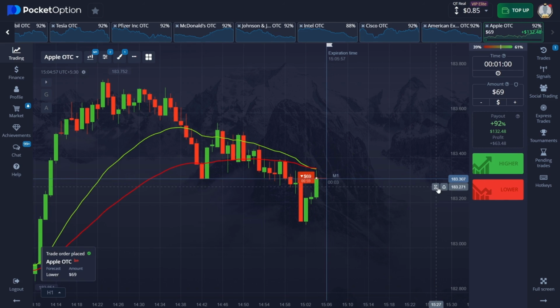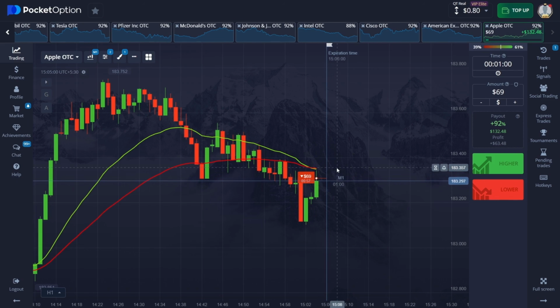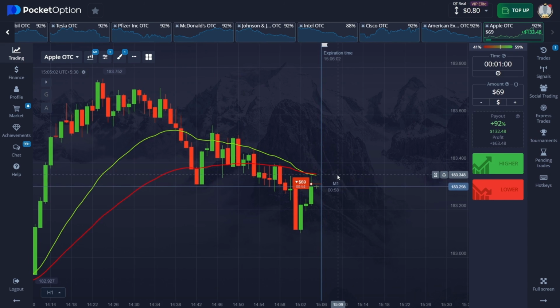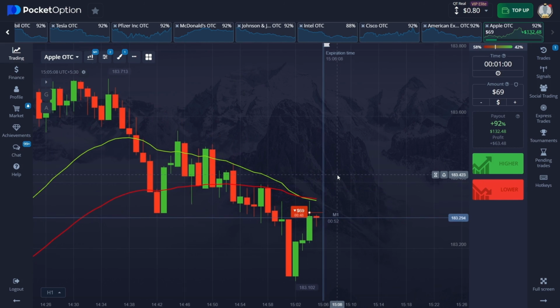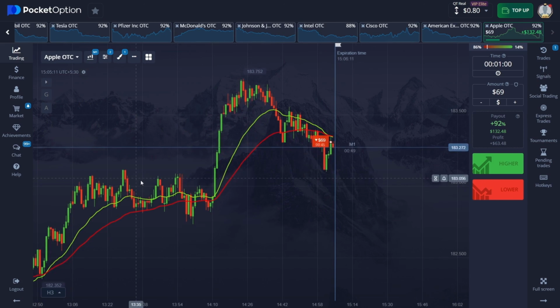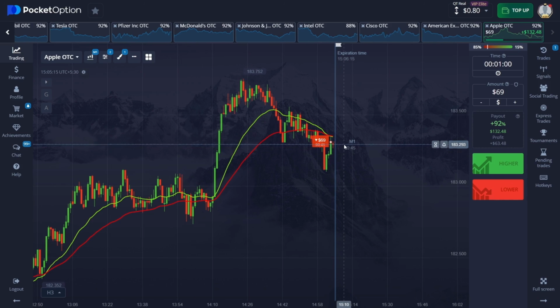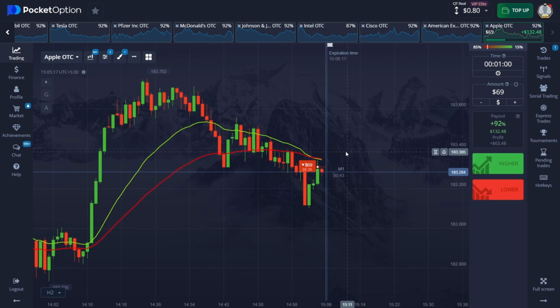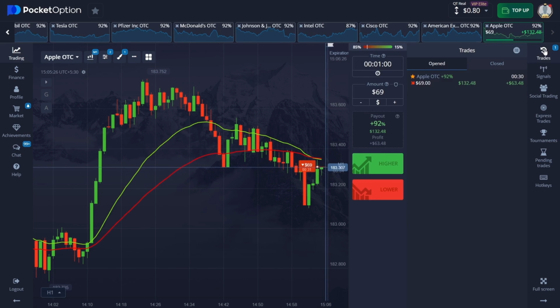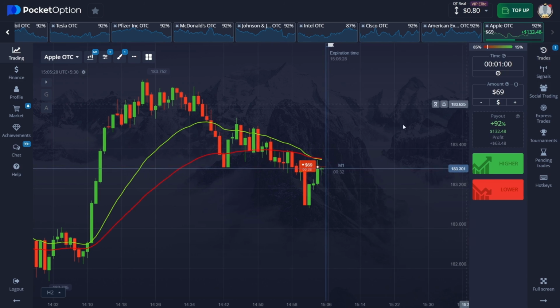Okay, I placed a trade on Apple OTC for $69, betting on a downside move. The candles broke the moving average, and the trade has now retraced from the moving average. That's why I took this trade for the downside move. I entered a little below the ideal entry point, which might be a mistake. Let's see if we can win this trade.